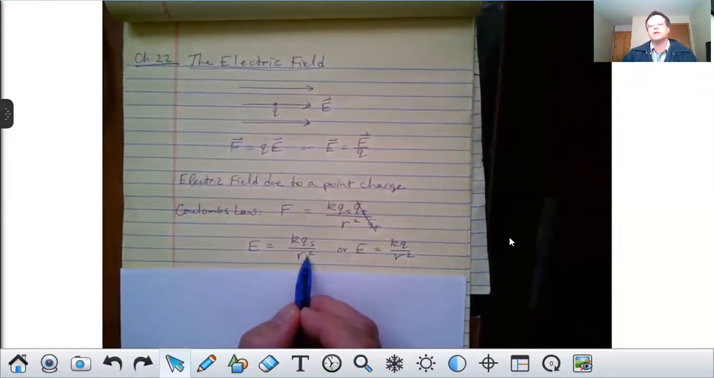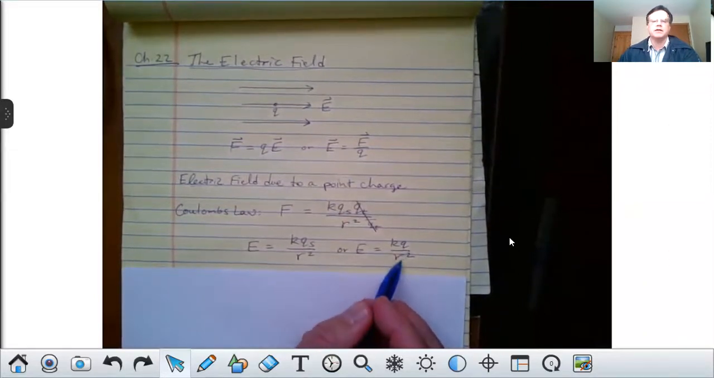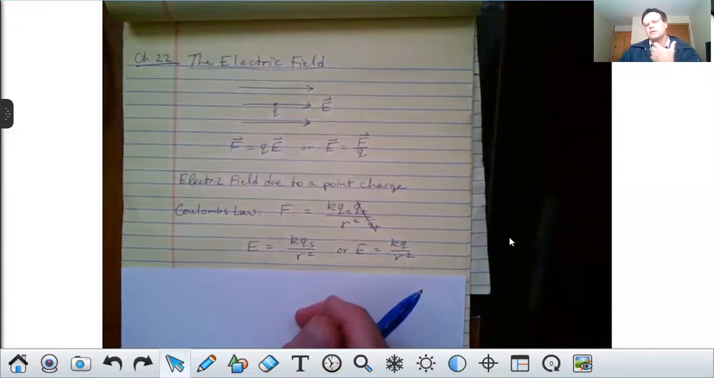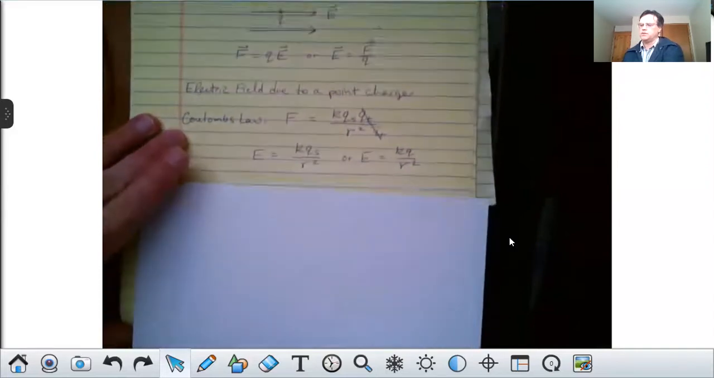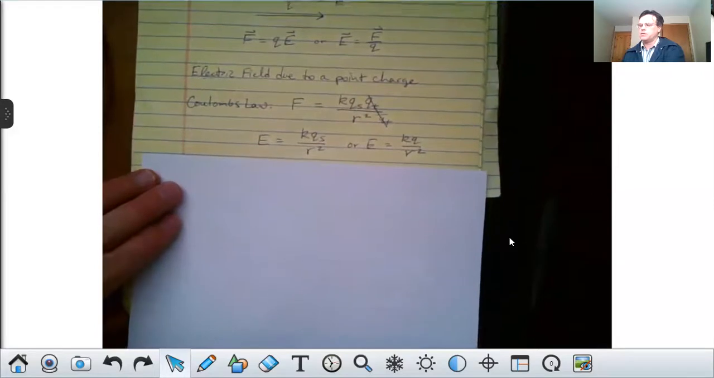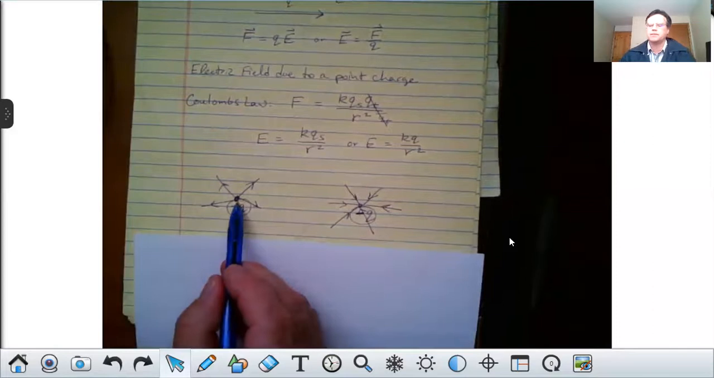Or, normally in the book, they may not make the distinction clear between source and test charges. They might just write KQ over R squared. You just have to realize that the charges that create the field, right, they're not going to move. They're causing the field to take place. The charge that actually interacts with the field is the test charge. So now we have the magnitude. You can calculate the magnitude of this electric field from the source charge using this formula. What about the direction? Well, let's say you had a positive source charge, right?